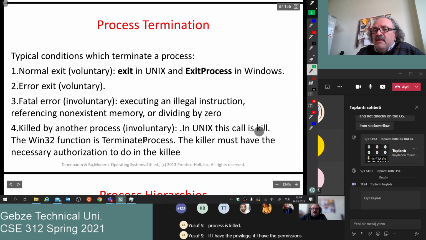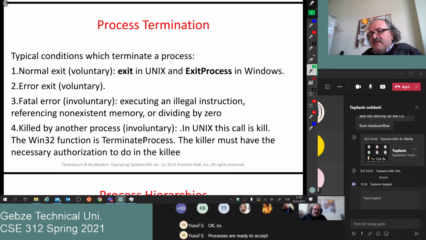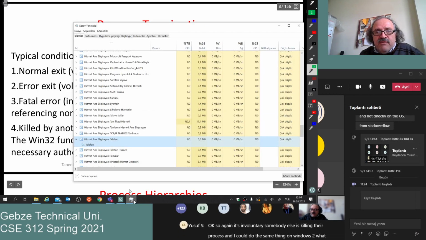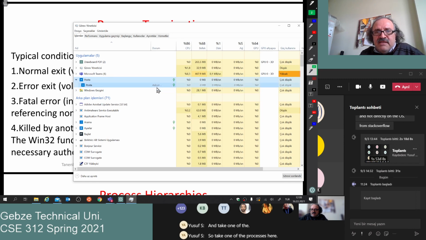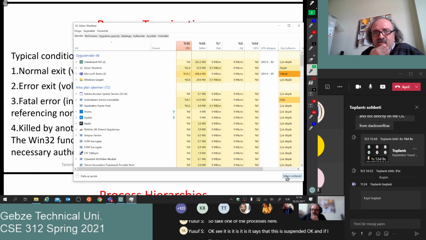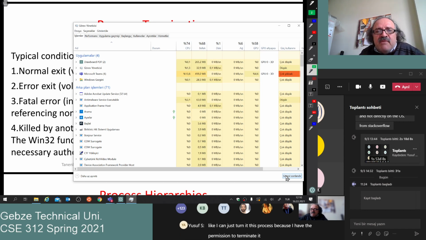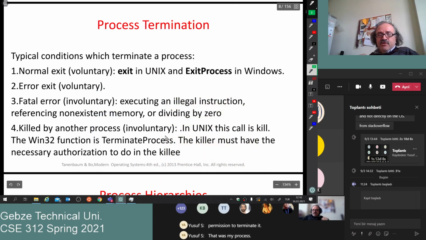Okay, so processes are ready to accept signals. If I send the signal number 9 to a process, that process will be killed. So again, it's involuntary, somebody else is killing the process, and I could do the same thing on Windows too. I would go there and take one of the processes here. Okay, see, it says that it is suspended. And if I like, I can just terminate this process because I have the permission to terminate it. That was my process. Okay, good. So that's the process termination.